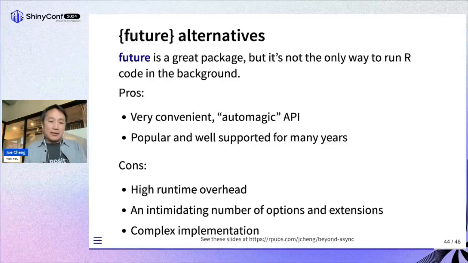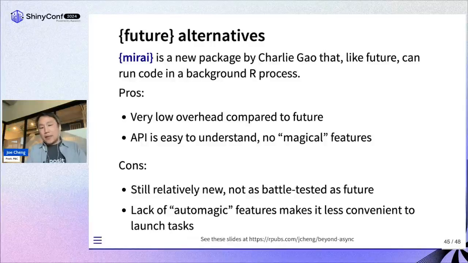And the implementation of that automagicness is quite complex. So sometimes it's hard to have a good mental model for what exactly is happening. There's a new package called Mirai by Charlie Gao that does some similar things to Future. It can run code in a background R process, and it works just as well as Future does for ExtendedTask.